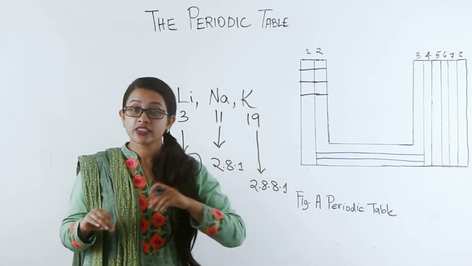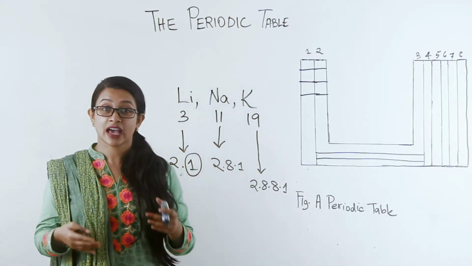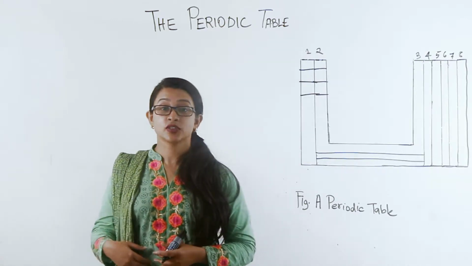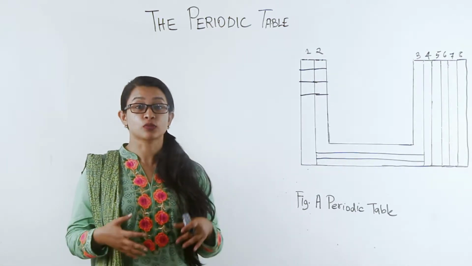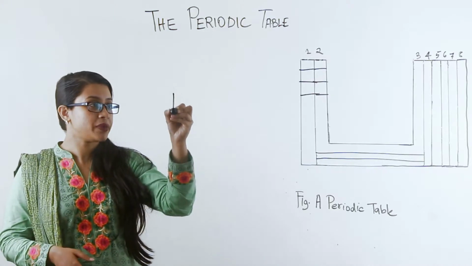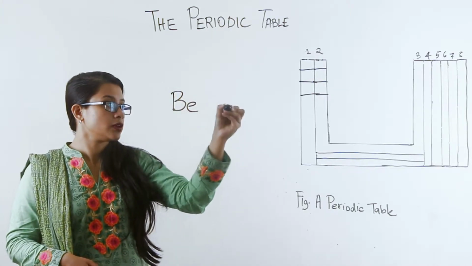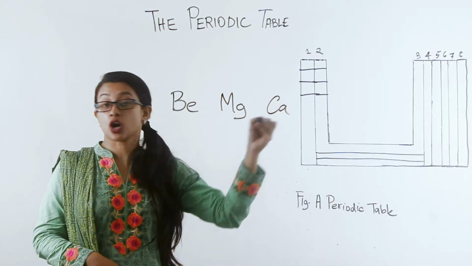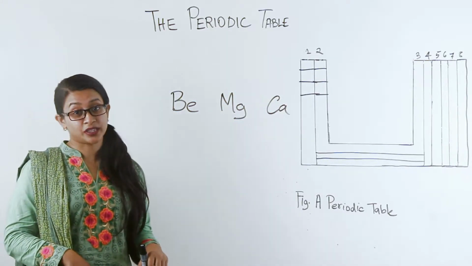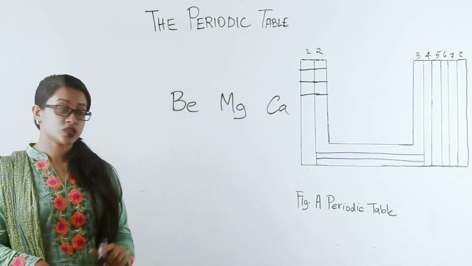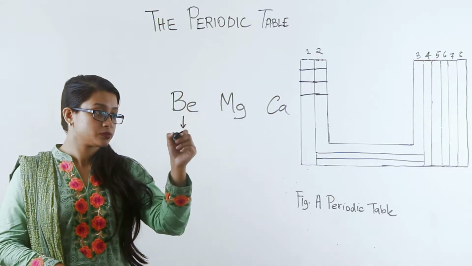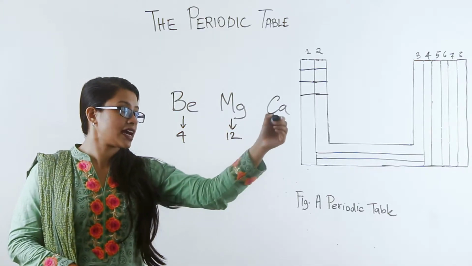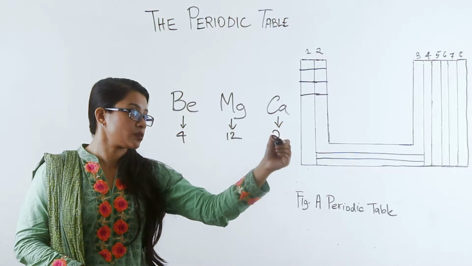So when we are thinking about the elements that are found in group 2 of the periodic table, the 3 elements that we can consider from group 2 are beryllium, magnesium, and calcium, which is also the 20th element of the periodic table. So beryllium has an atomic number of 4. Magnesium has an atomic number of 12, and calcium has an atomic number of 20.